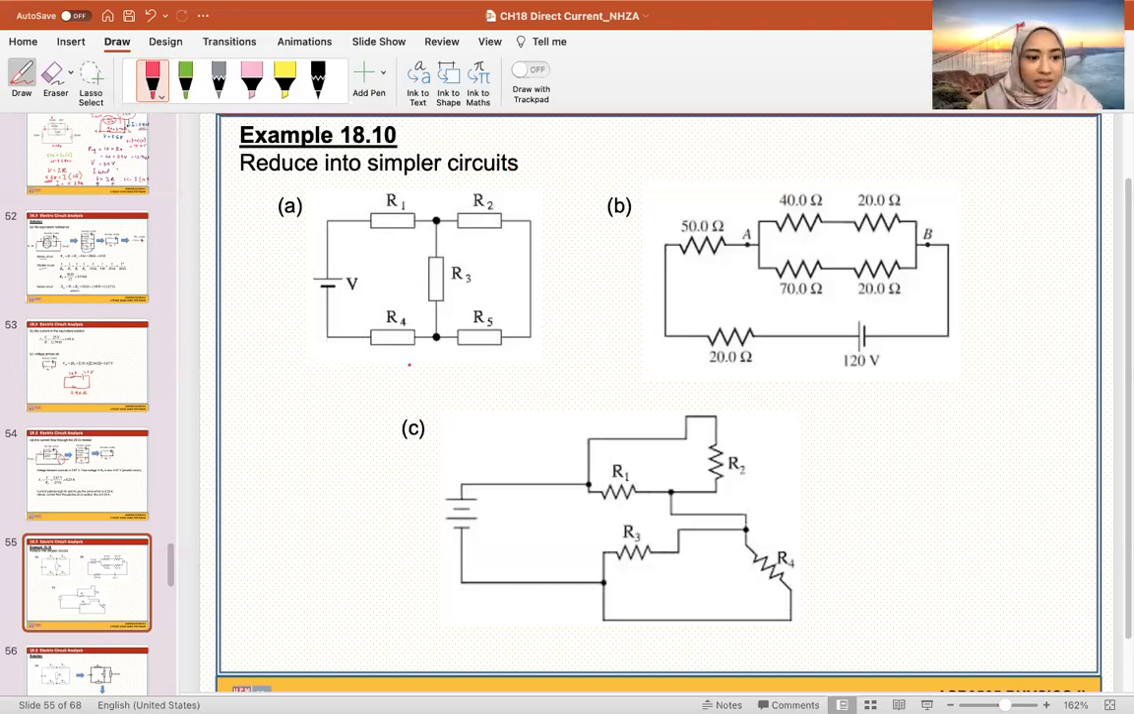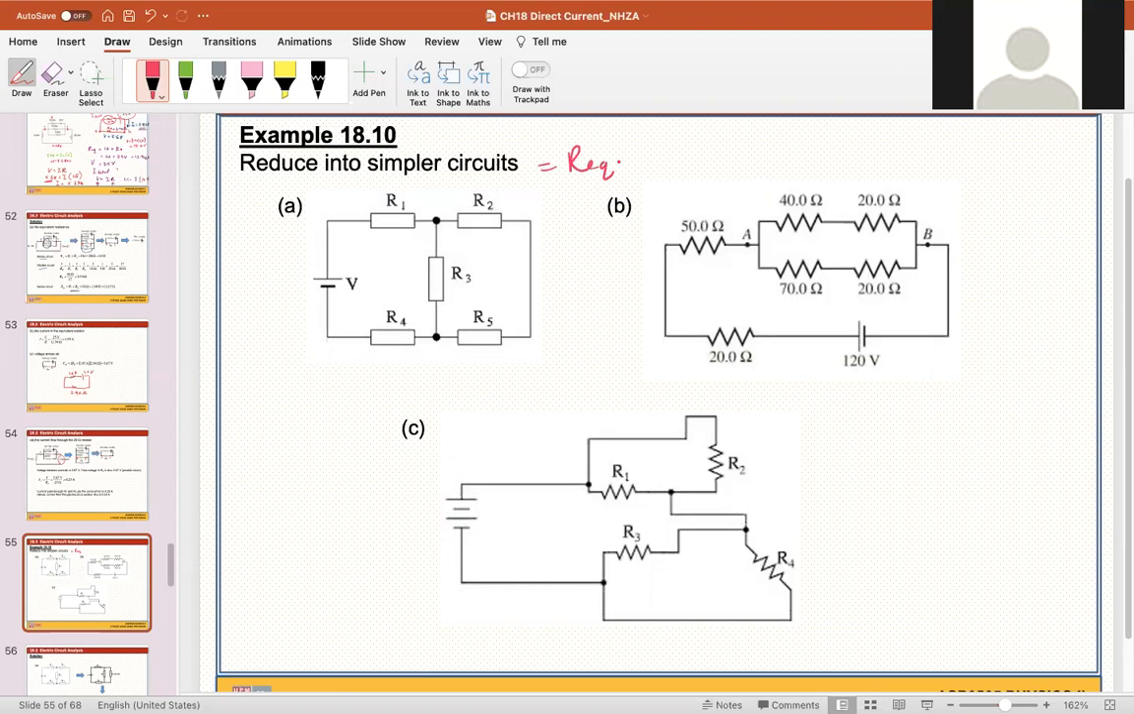Amsha, this is just resistors. What do we need to do here, doctor? We need to add them and find R equivalent. R2, is it in parallel with R5 or is it in series? Parallel. Amsha, R2 is in parallel with R5.